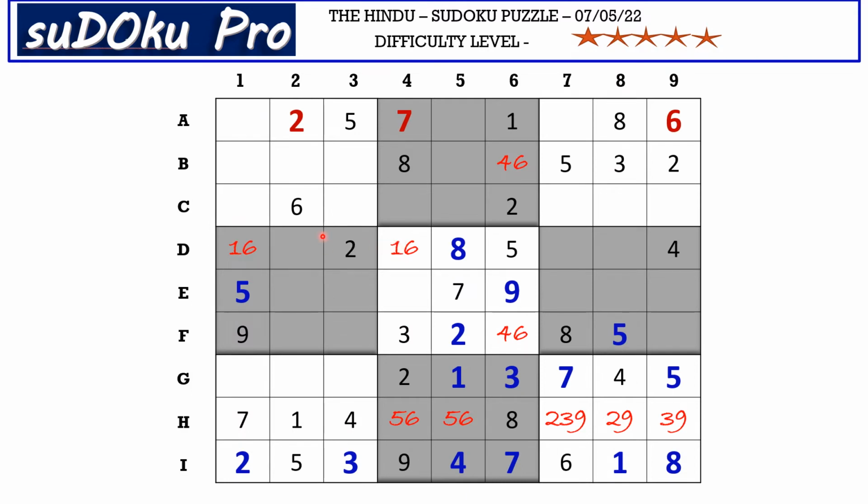So there is a 6 here in C row blocking this cell here. So in D row you have 1, 6 matching pair. So 6 blocks this cell. Now in column 8, E8 is the only cell where 6 can be.